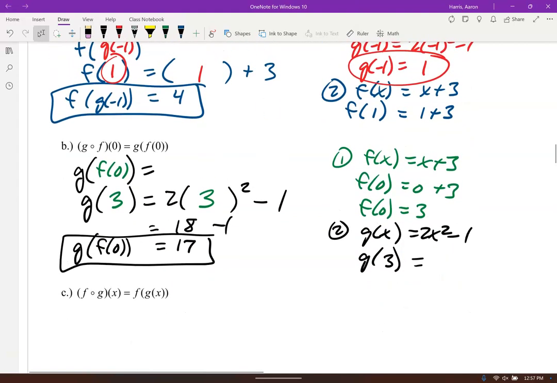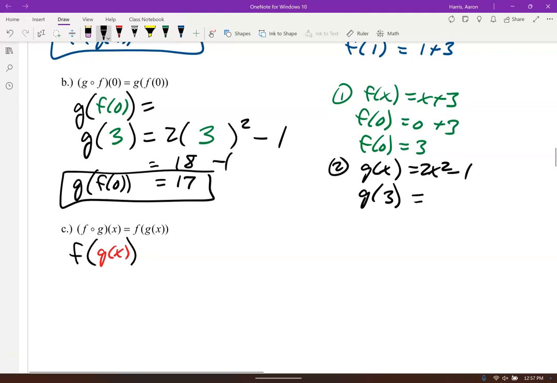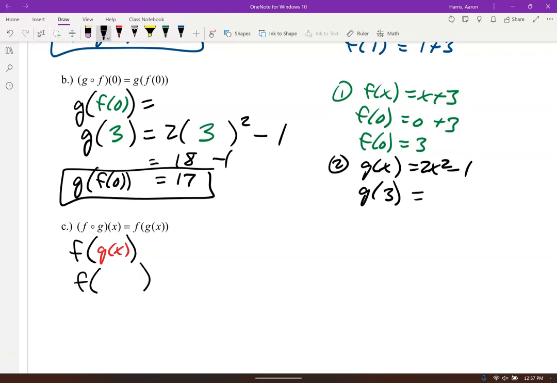So let's do it without variables now. F of g of x. So I say, well, what's g of x? g of x was 2x squared minus 1. So I'm using f now. I know f is x plus 3, and that g goes in. Here's my g going in for x. So we end up with 2x squared minus 1 plus 3. Well, that's plus 2. So there's f of g of x.